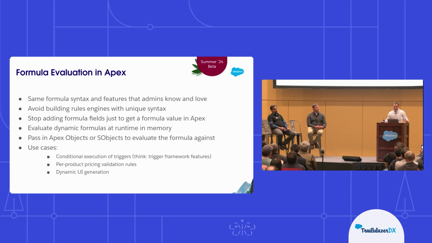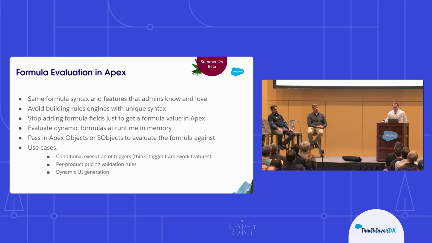So those workarounds suffer from a couple of downsides. One is that you're using up formulas, custom objects on the object, so those are limited. And also every time you have to go query it, you use a DML operation, which are also limited. So with formula evaluation in Apex, you no longer have those two restrictions. And it also allows you to run in memory against multiple objects. So it also runs faster than the formula evaluation that we have today.